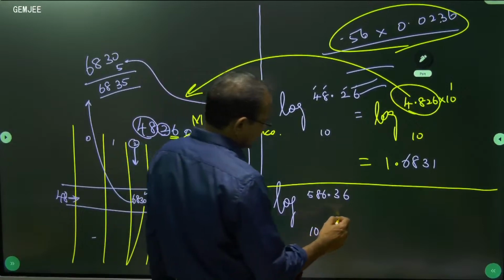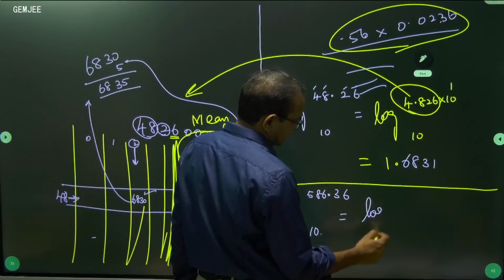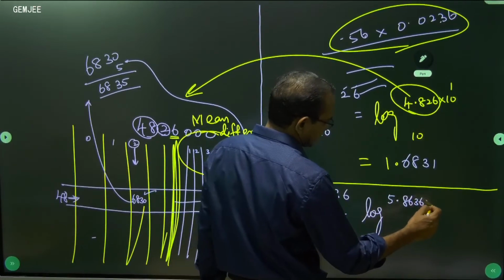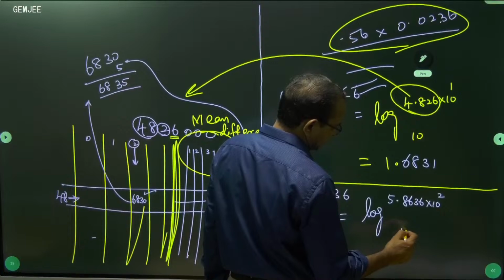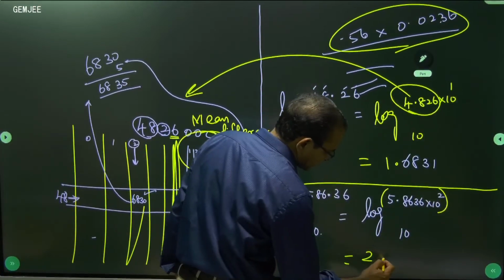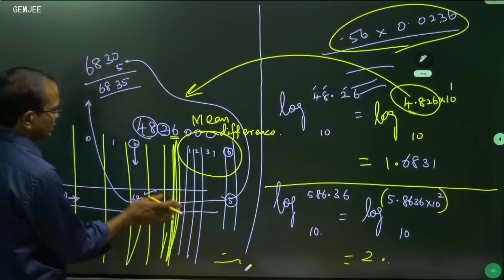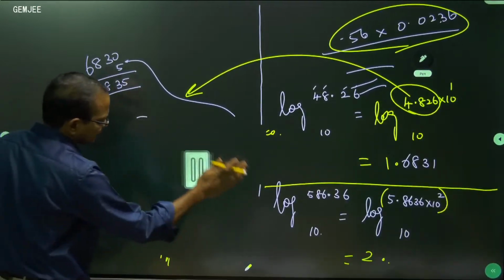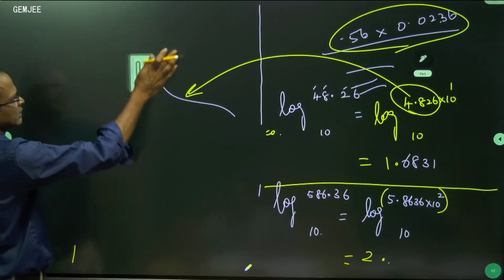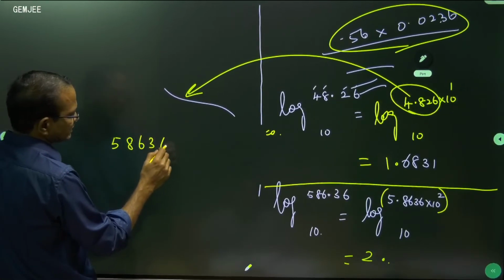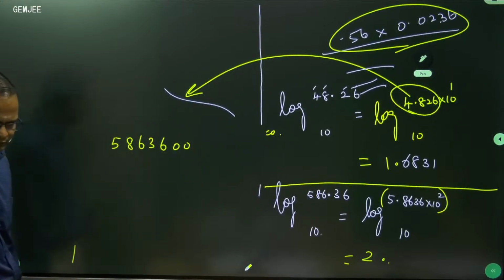Yes. This may be written as log of 5.8636 into 10 power 2 to the base 10, equal to 2 point. That's right. So what is the number you are having now currently in your hand? Tell me what you are holding. 5863600, this is what I am holding. You can put as many zeros as you want, no problem. Anyway we are going to discard that.